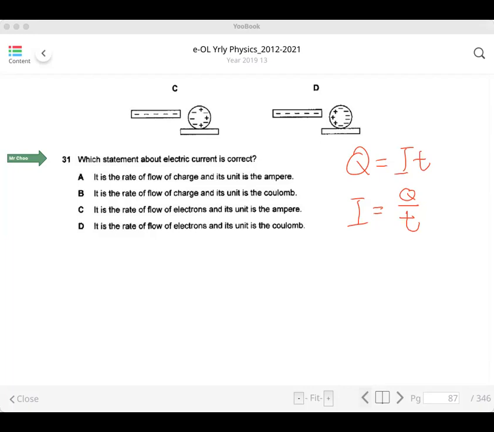So I means the rate of flow of charge. Okay, so the answer will be either A or B. And then the unit for current is the ampere. Okay, so the answer will be A. For this question, I expect that all of you should get it correct.